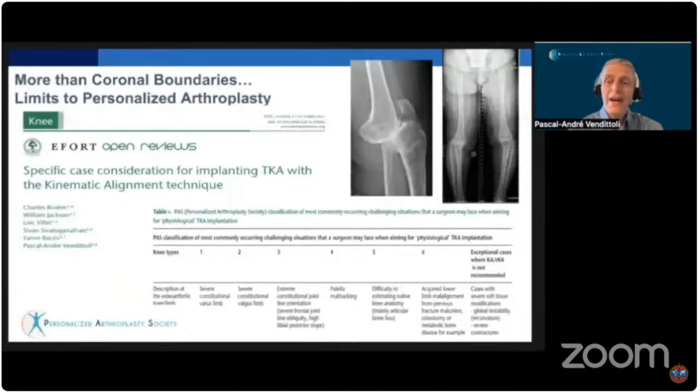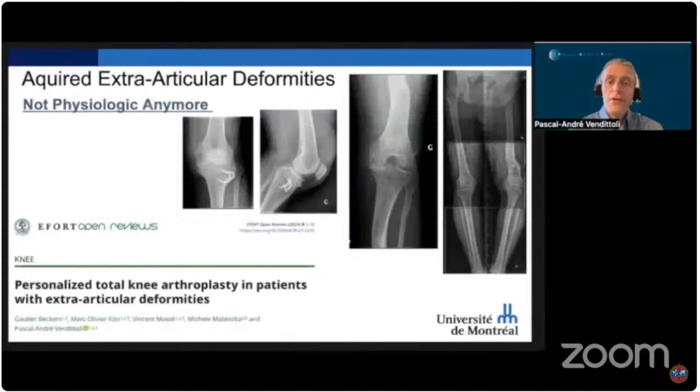Beyond determining boundaries, I can affirm that in clinical practice, we are facing complex cases which need specific considerations when trying to perform a personalized surgery. With my colleague Charles Rivière, we tried to summarize these cases in a personalized arthroplasty classification in a review publication. Even if the restricted protocol includes the vast anatomical variations, it was not designed to take into account specific situations like acquired extra-articular deformities.